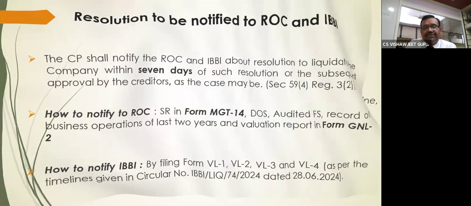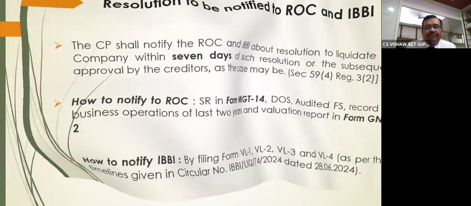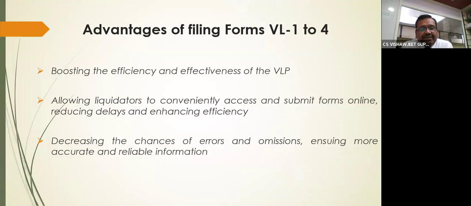Now, what are the advantages of filing the form VL1 to VL4? Boosting the efficiency and effectiveness of the voluntary liquidation process. Because earlier we used to inform the IBBI through emails, we had no other forms. We had no other medium through which we were able to file the information and documents with IBBI, only through emails.